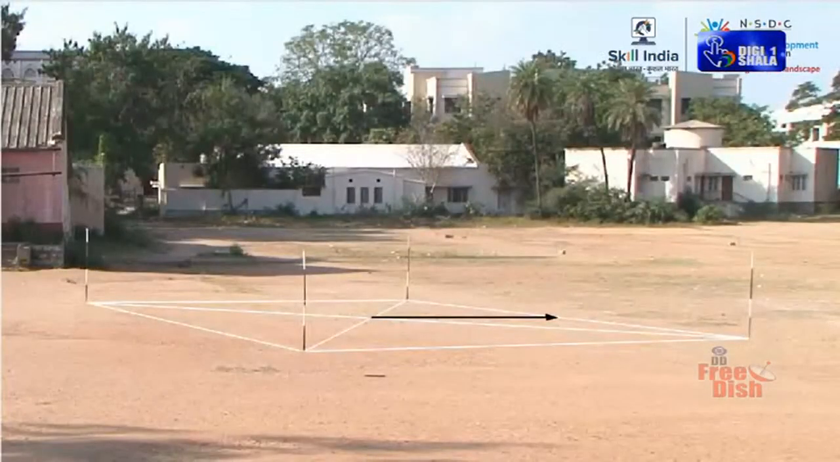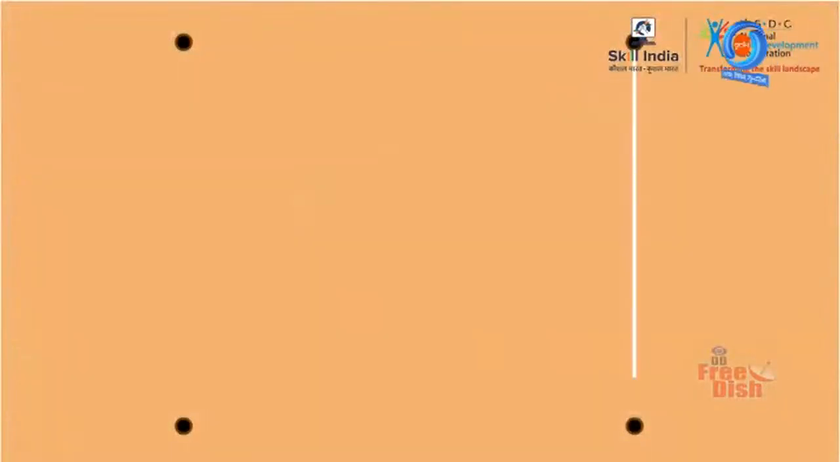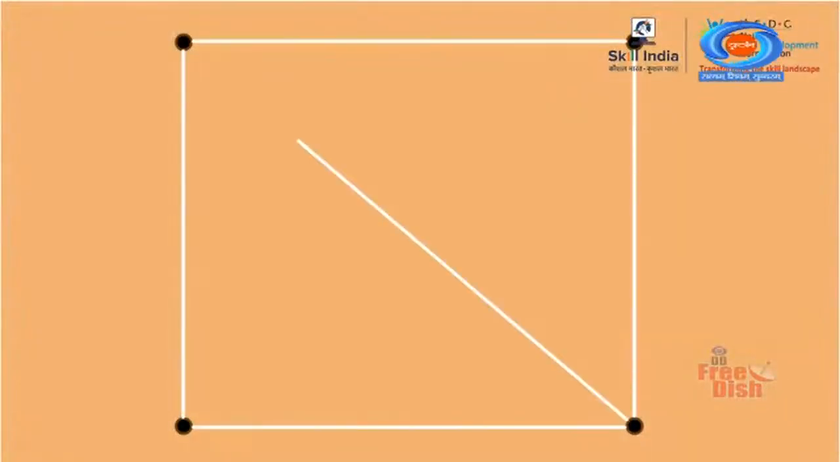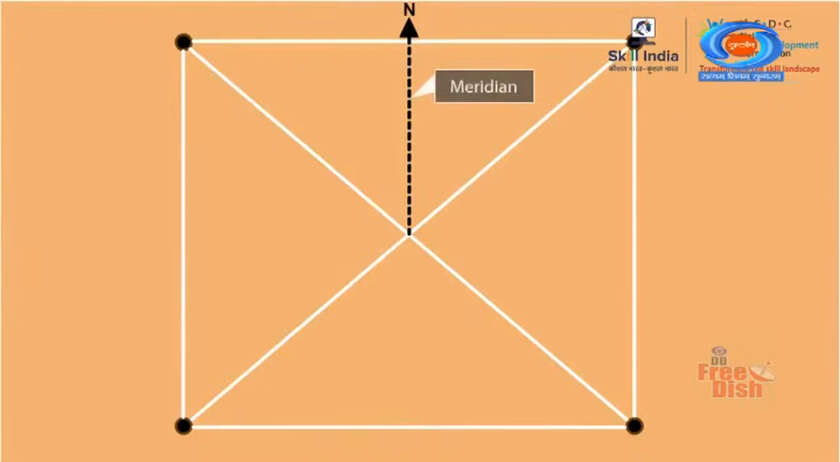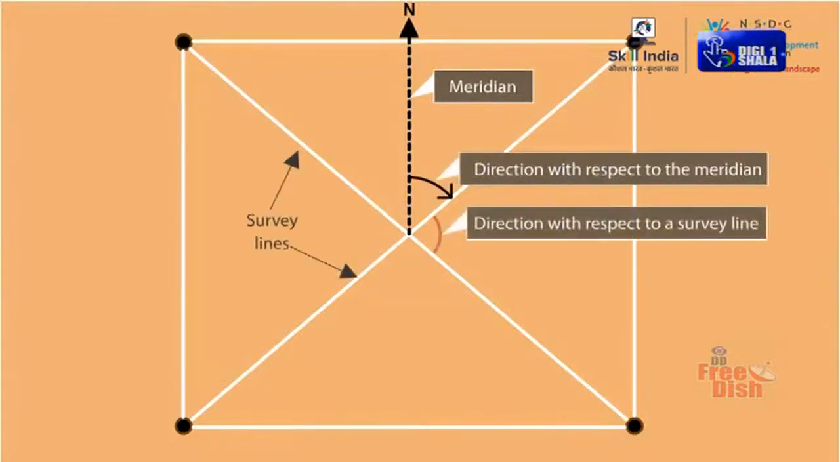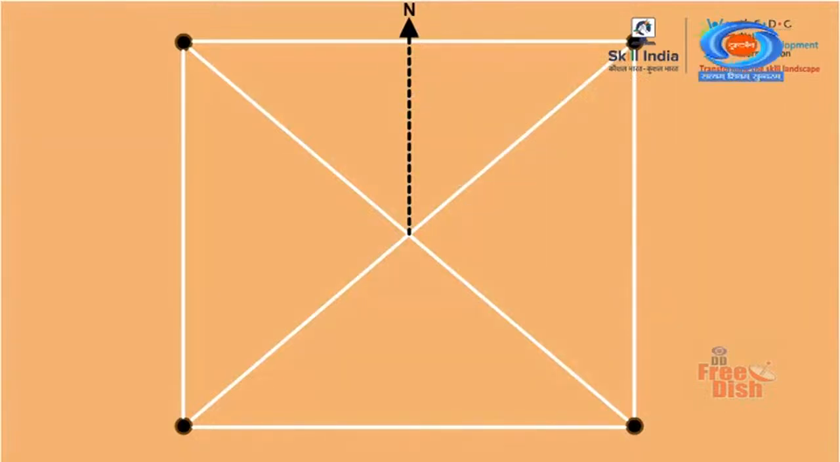You have seen that the direction of a survey line can be shown with respect to other survey lines or with respect to a fixed meridian. You also know that if the directions are shown with respect to a meridian, then they are shown on the map or plan with bearings as the measurement.